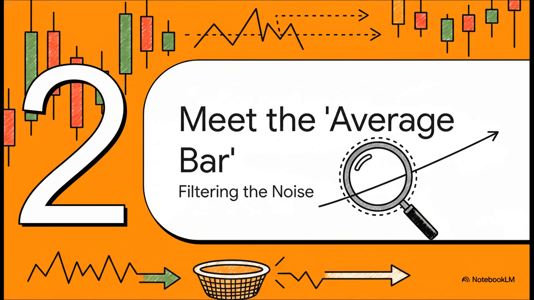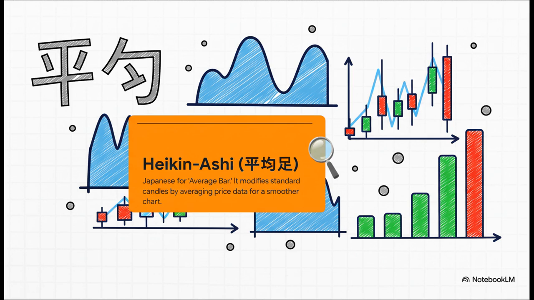So how do we fix this? How do we tune out the noise and just hear the music of the trend? Well, that's where the average bar comes in. It's the whole idea behind Heikin Ashi. Heikin Ashi is a Japanese term that literally means average bar. And that's exactly what it is. It's this brilliant technique that takes standard candles and recalculates them based on average price data. The result? A much smoother chart that's way easier to read.